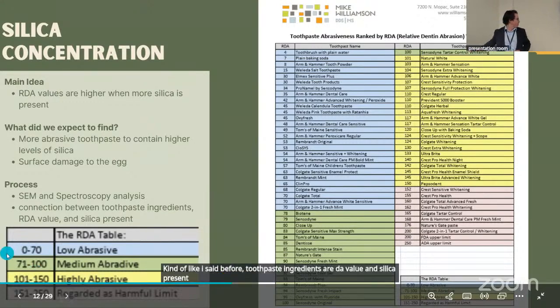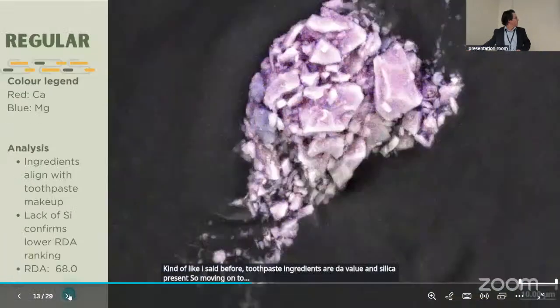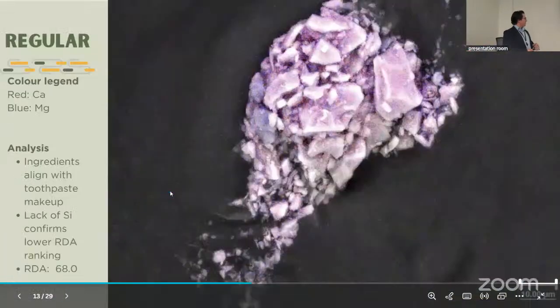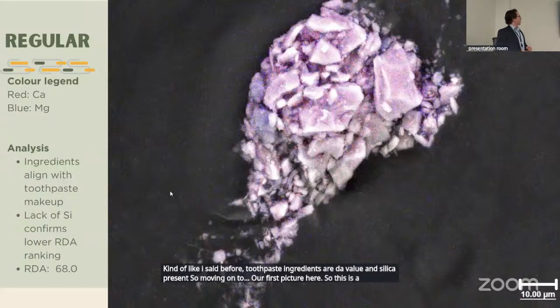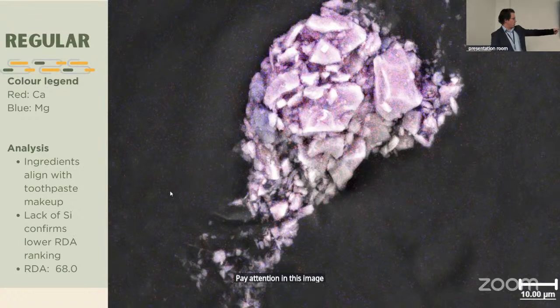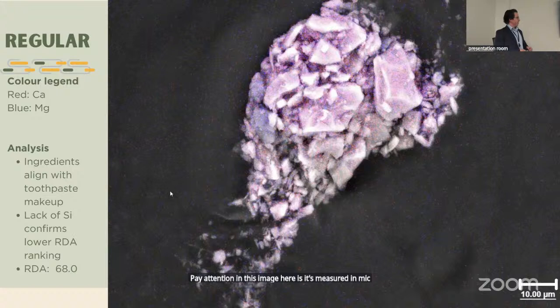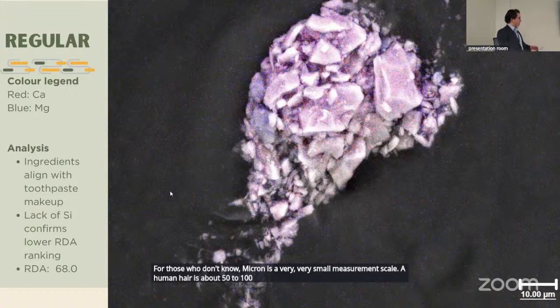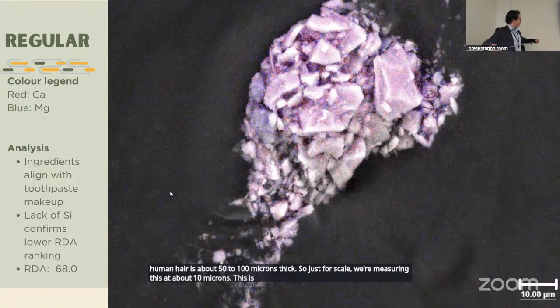So moving on to our first picture here. This is a very, very small sample of regular toothpaste that we took. A couple important things to pay attention to in this image here is it's measured in microns. For those who don't know, microns are a very, very small measurement scale. A human hair is about 50 to 100 microns thick. So just for scale, we're measuring this at about 10 microns. This is a very, very small piece of regular toothpaste.